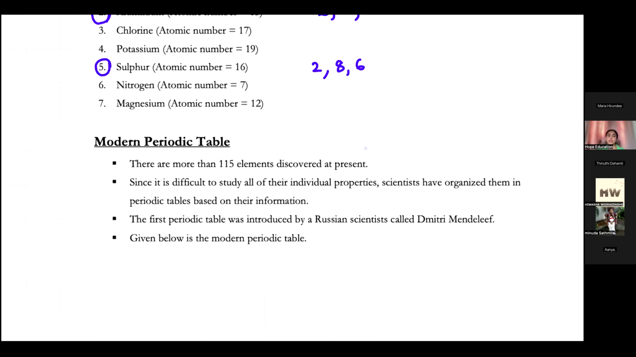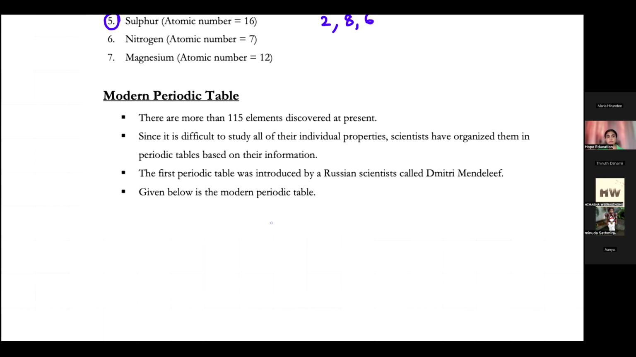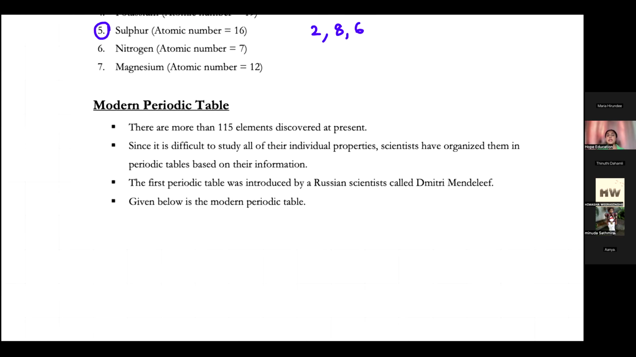Okay. So, modern periodic table. If you have further questions, you can ask in the chat box. There are more than 115 elements discovered at present. So presently, there are actually more than 115 elements. Let's say you are going to be a scientist or you're going to do science research.